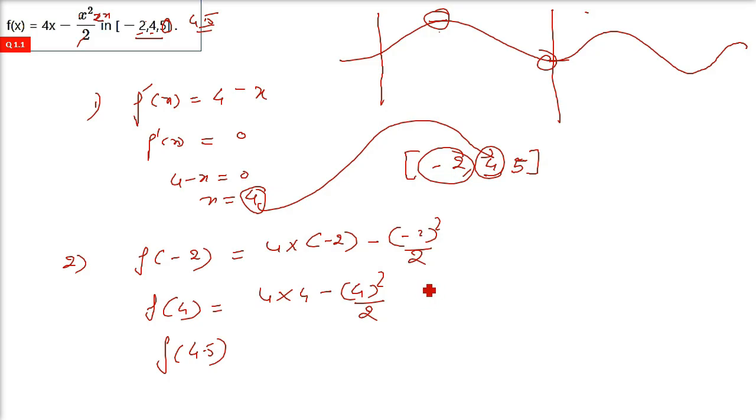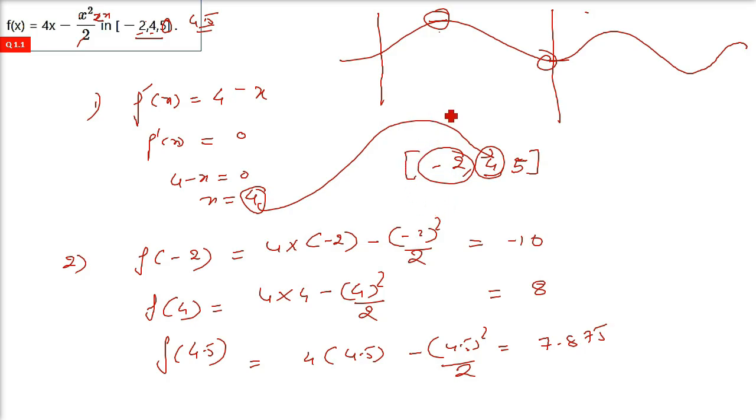As I said, the third number can be 4.5 or 5, because in different editions of R.D. Sharma the numbers are different. But the logic remains the same, it will never change. So f of -2 is -10, f of 4 is 8, f of 4.5 is 7.875.